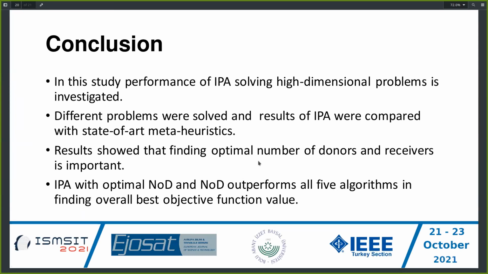So to conclude what was done in this paper, we studied the performance of API in solving high-dimensional problems. Different problems were used, and the results of API were compared with state-of-the-art meta-heuristics. Results showed that finding the optimal number of donors and receivers is important, as we saw that when we use 4 and 5 for the donor and receiver numbers, we get the best values. With the optimal number of donors and receivers, it outperforms all 5 algorithms in finding the overall best objective function value.